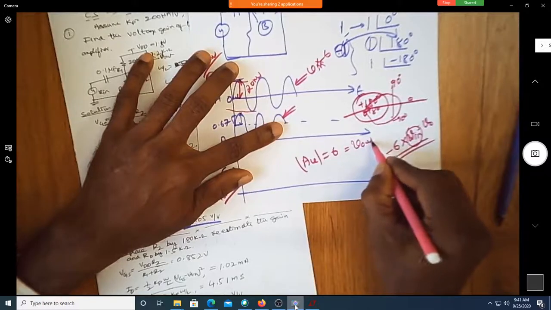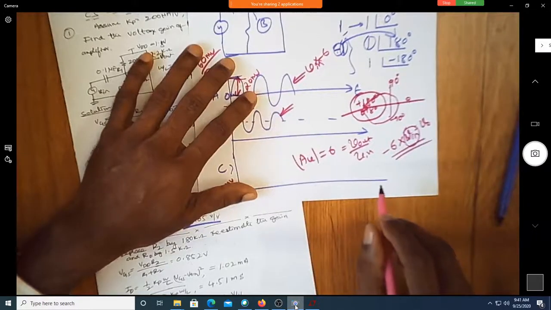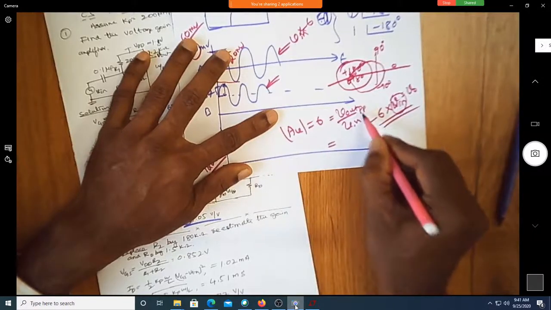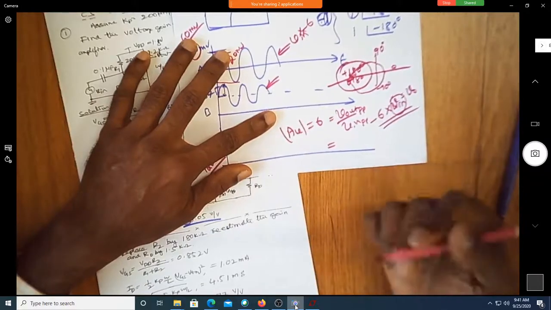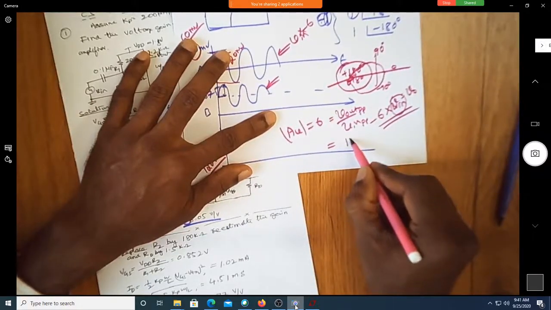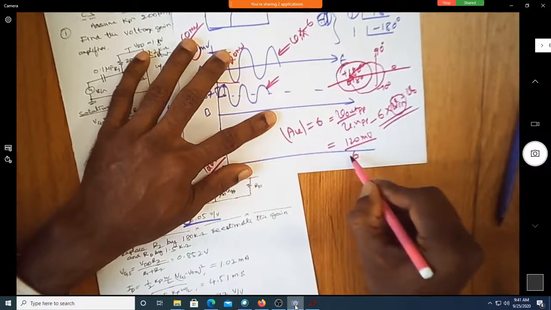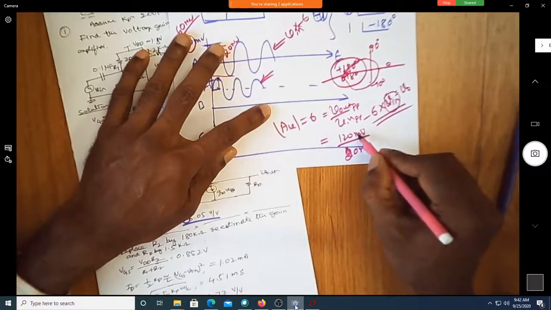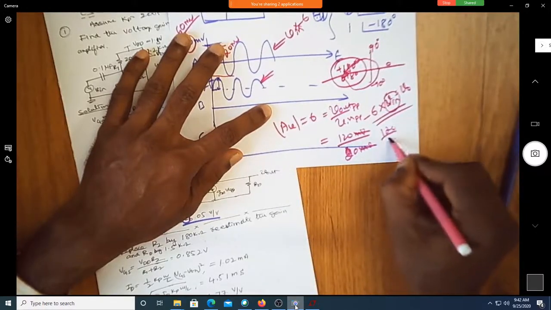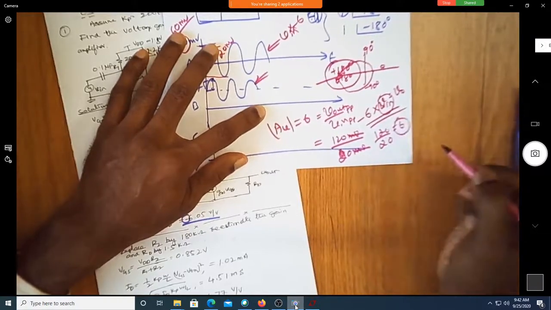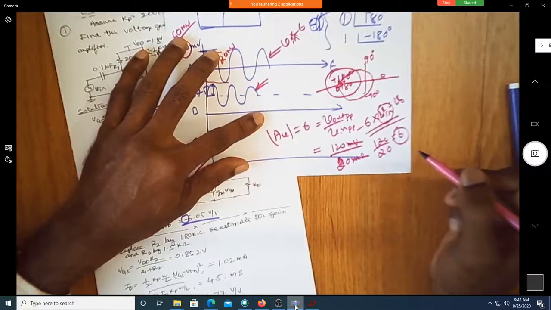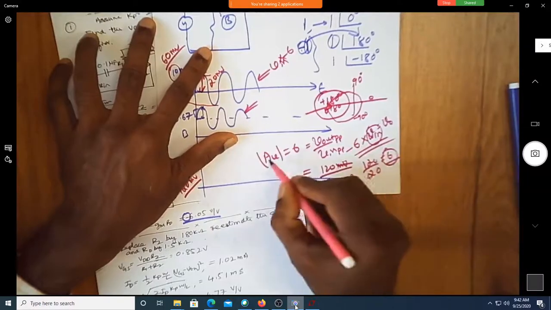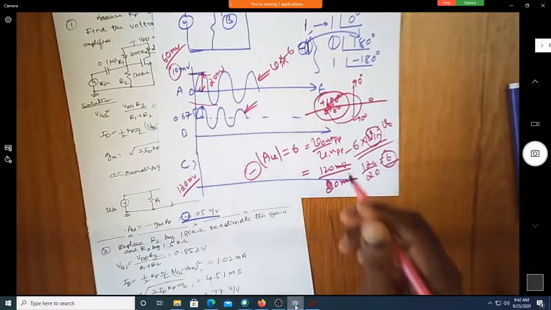Is it not V out by V in? Ratio of output AC signal by input AC signal. So it is V out peak to peak by V in peak to peak. Is it 120 milli by 20 milli? Am I correct? Yes, sir. So milli will go off. 120 by 20 is 6. This is the magnitude, sir. Correct? The magnitude of the gain is 6. The negative sign you are getting because of the phase shift.